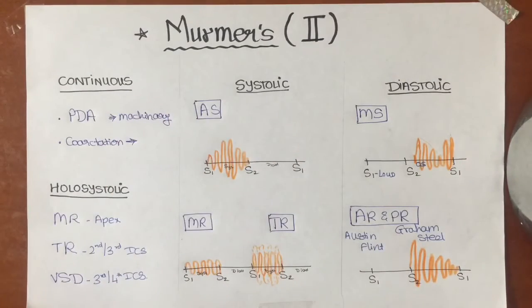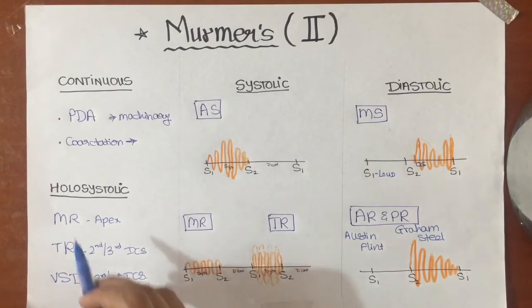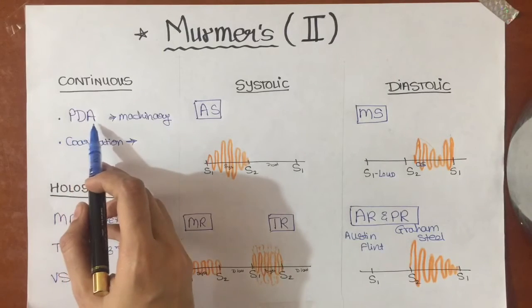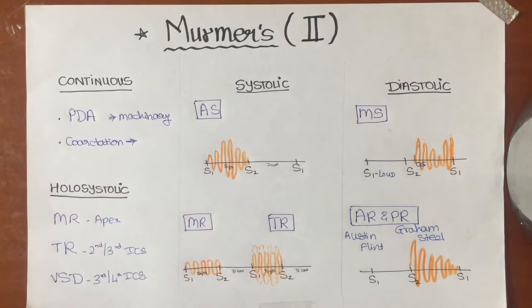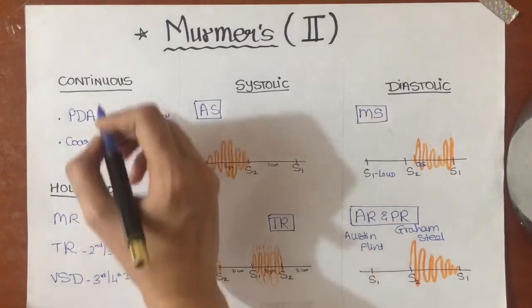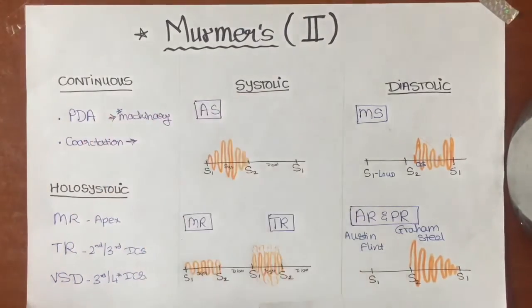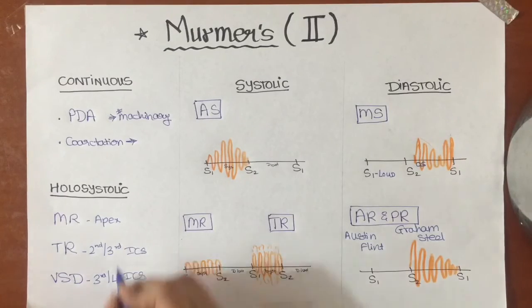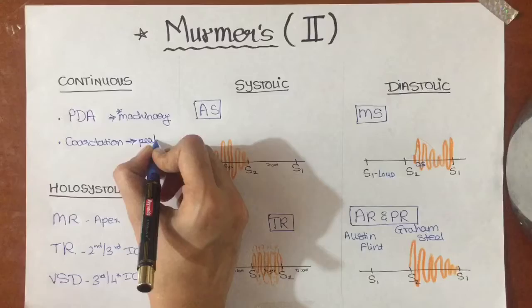Now there are two conditions in which continuous murmurs are seen: PDA, that is patent ductus arteriosus, and coarctation of aorta. Now how to differentiate this? The PDA murmur is characteristically machinery type, and remember that the murmur in coarctation of aorta peaks at S2.